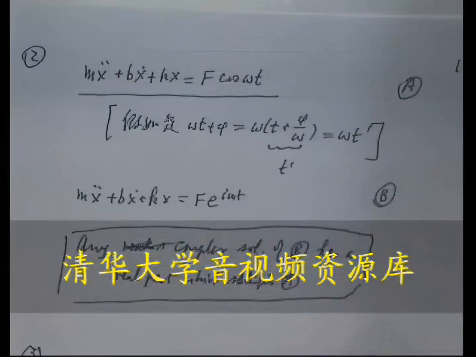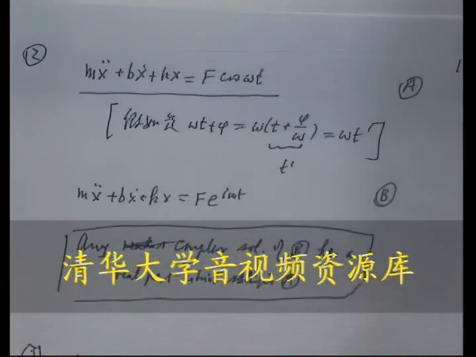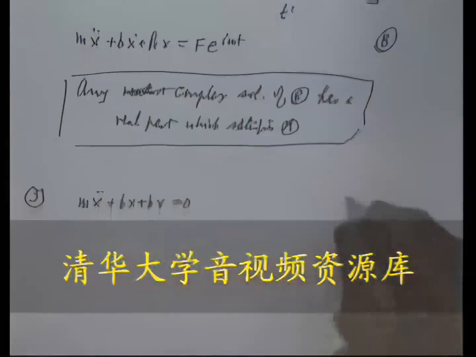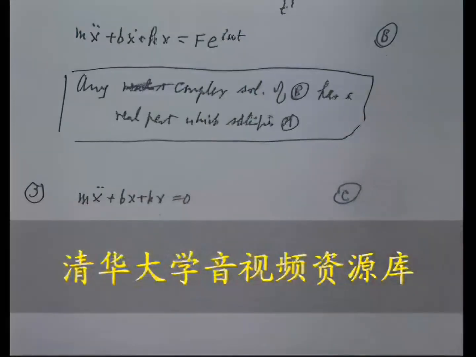Third point. Last time we talked about the solution of A. Now let us write down the homogeneous equation. I call this C. This is called the homogeneous equation. Homogeneous meaning that there's no term not proportional to x or x dot or x double dot. Namely, there is no f term.